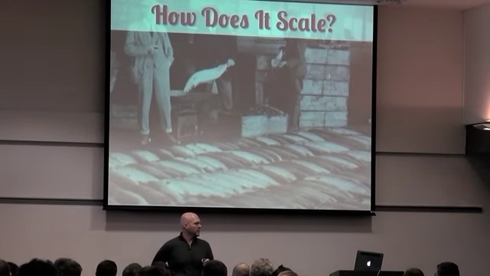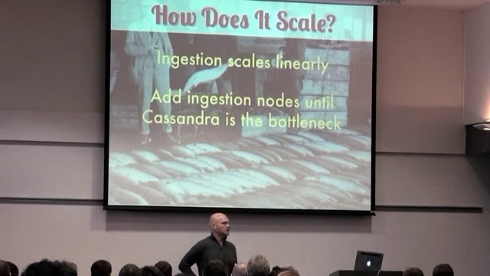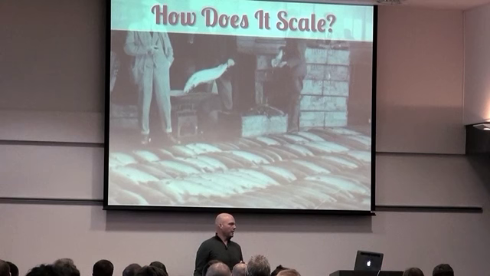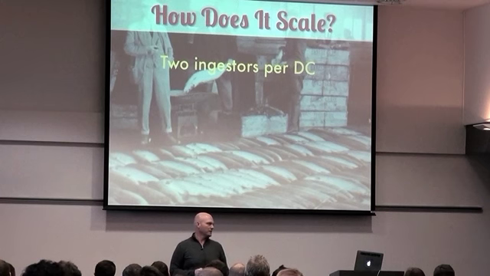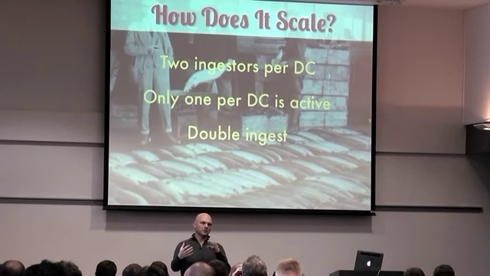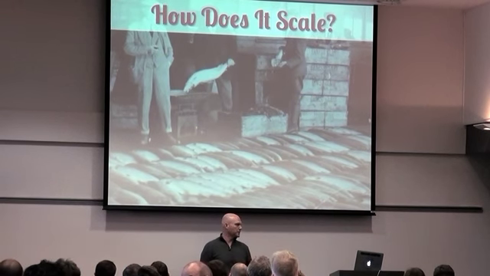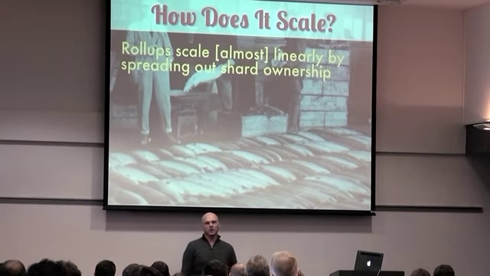The way that Blueflood scales, two places it needs to scale is in ingestion and then rolling up. Ingestion scales linearly by just adding ingestion nodes until Cassandra becomes your bottleneck, at which point you have other kinds of problems. We have 2 ingestion nodes per data center and run them in 2 data centers, and only 1 ingestion node per data center is active, but we do double ingest. And so we can tolerate a data center going away or being partitioned, and still we're getting our metrics into Blueflood. Rollup scales almost horizontally, basically by spreading out the shard ownership.